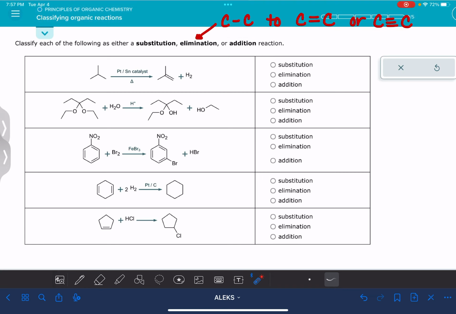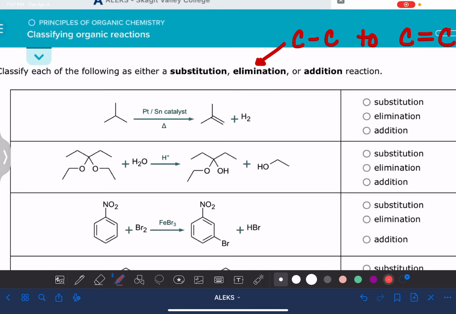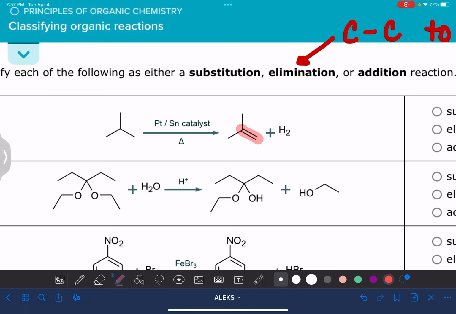And you might think, oh, that's going to be really hard for me to find, but it's not. When you're looking at these reactions, I want you to look at the products of these reactions and look for double bonds or triple bonds. See if you can find any. So like in this first reaction right here, look for a double bond. There it is right there.